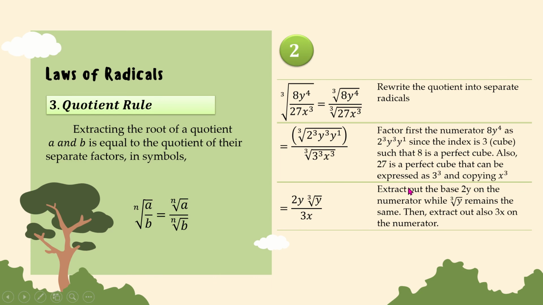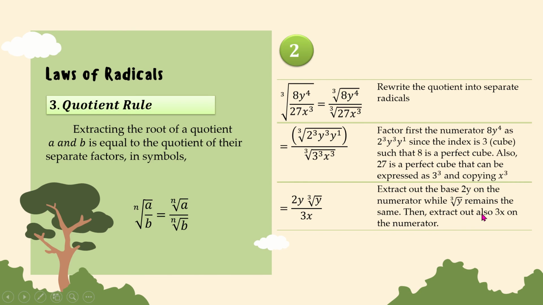Okay. Extract out the base 2 and y on the numerator. So, therefore, cancel index, exponent sa 2, gawas ang 2. Cancel index, exponent sa y, 3, gawas ang y. Nabilin, cube root of y exponent 1 or cube root of y. Then, the denominator, while cube root of y remains the same.